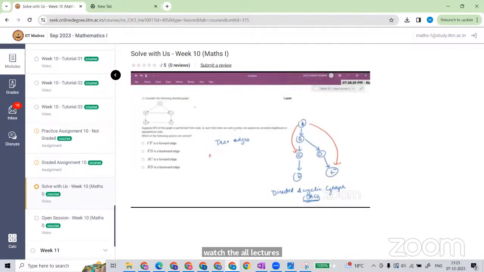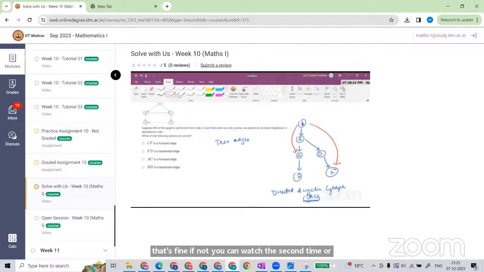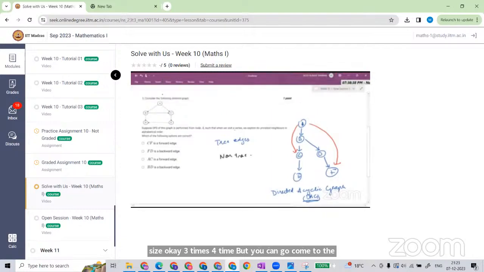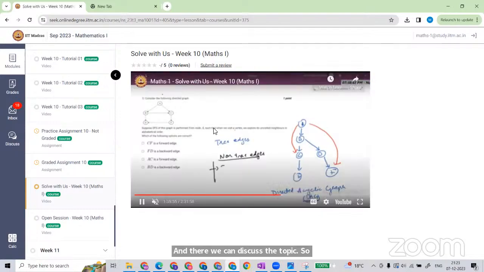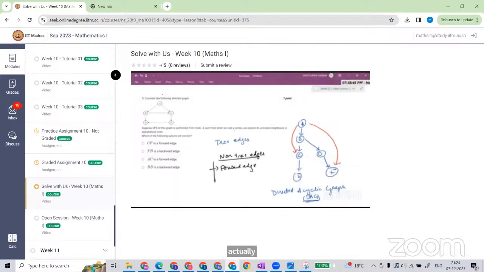If not, you can watch a second time or a third time, 3 times, 4 times. But you can also come to the session, and there we can discuss the topic. Let me tell you one example. If I had not watched this solve-with session or open session, some of the points which are being told here, I don't find in the lectures.